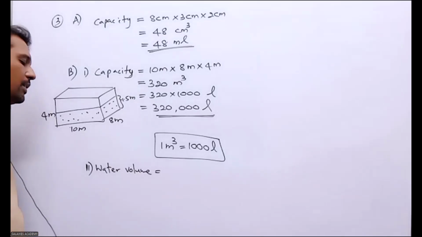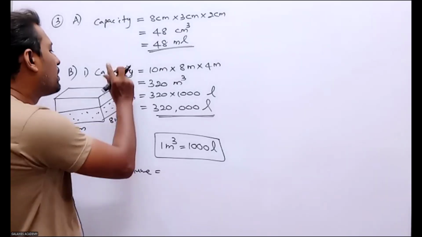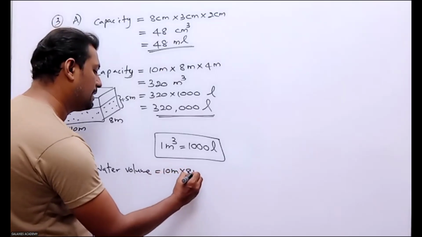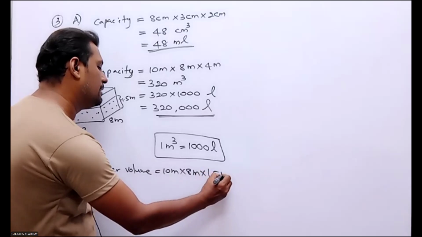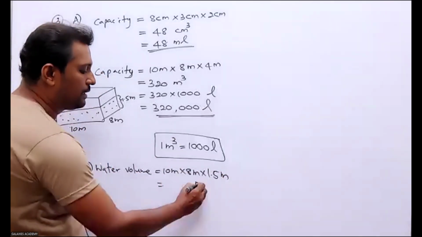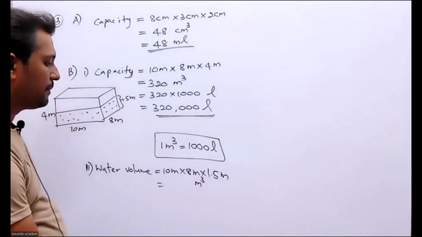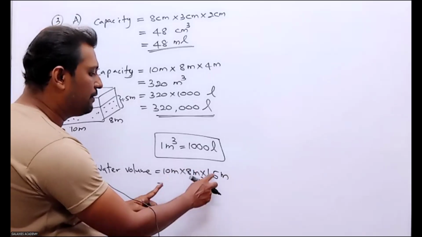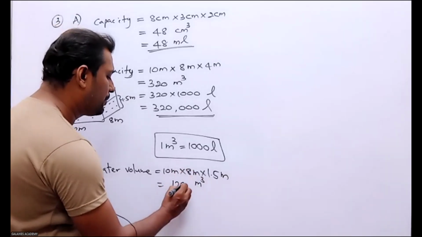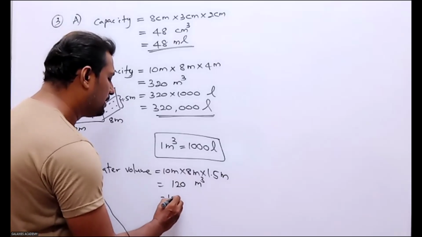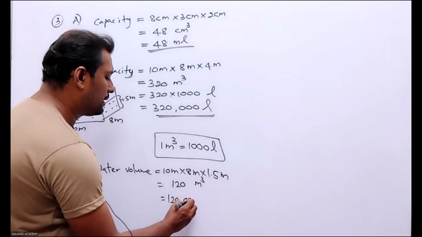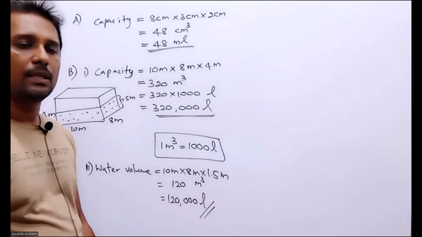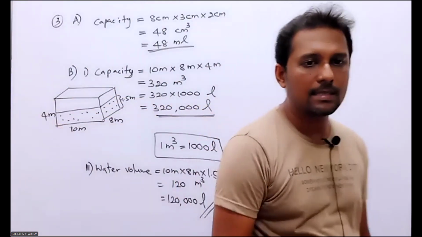How can you find the water volume? Length into breadth into water column height. Length is 10 meters, breadth is 8 meters and height is 1.5 meters. Then in cubic meters you can get the answer. First I will multiply these two. 1.5 multiply 10 is 15. 15 multiply 8, 120. So in liters we can multiply by 1000. 120,000 liters, right? It is the second part.